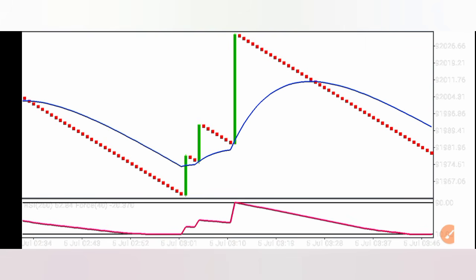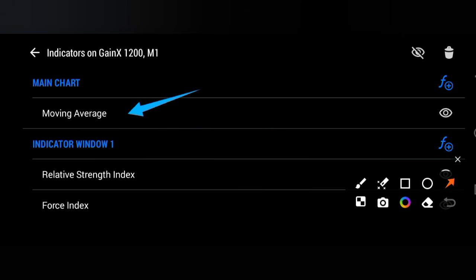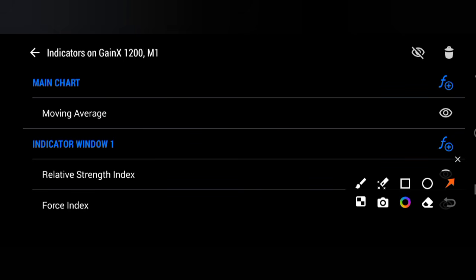Let's head over to our indicator window. So these are the indicators we use for today. We have the moving average. Okay, we have the moving average right here. We have the relative strength index, and then the main indicator for the signal is the force index. Can you see that? The force index. So let's check out the parameters of this indicator.